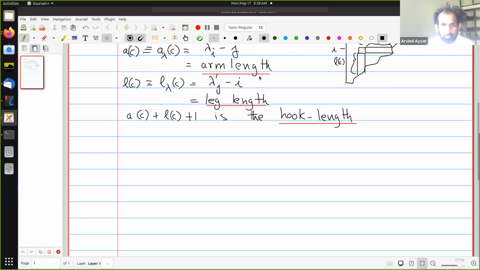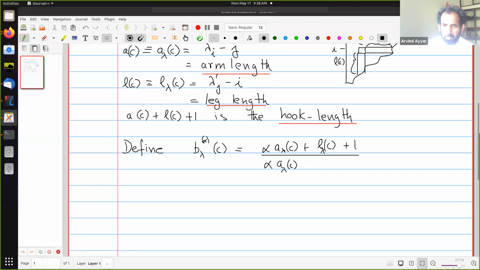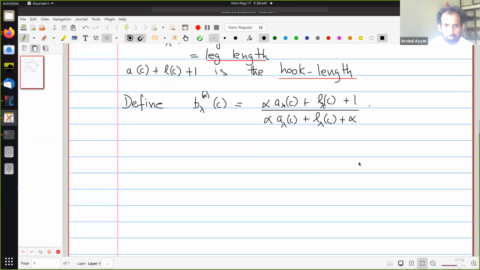Now here is a complicated function. Define B lambda alpha of C. Alpha is our parameter for our Jack, lambda is the partition, C is the cell. This is alpha times A lambda of C plus L lambda of C plus 1, divided by alpha A lambda of C plus L lambda of C plus alpha. The only difference between the numerator and the denominator is the last term.